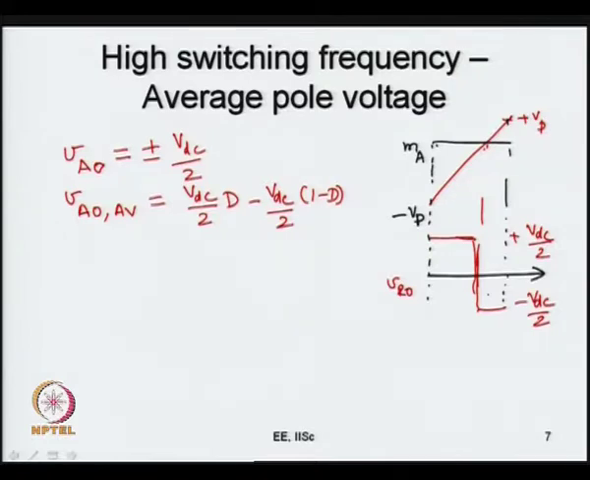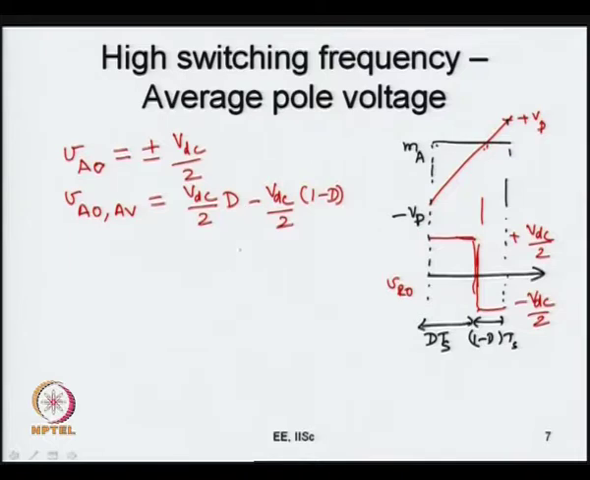So, what you are applying is, as I said, this VRO plus VDC by 2 is applied for a certain duration of time, and that duration of time we call the duty ratio D times Ts. Ts is the half carrier cycle, and the remaining time is 1 minus D times Ts. This is a more detailed explanation of why I have written this equation this way. So, this is how you do a comparison.